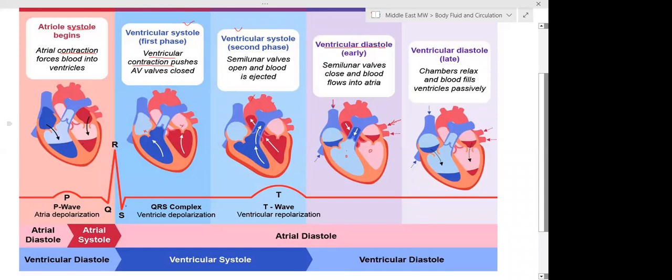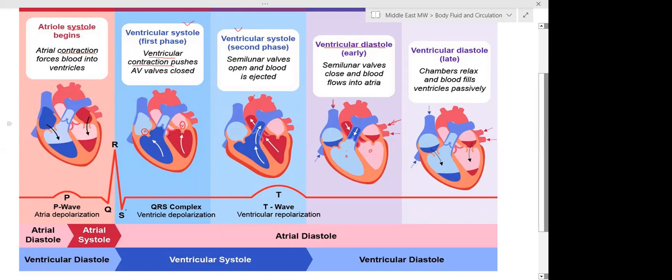Then what is QRS complex? QRS complex is ventricular depolarization. Then what will happen? Ventricular systole means ventricular contraction. Now the ventricles are filled with blood, and they put pressure on the walls. Due to the pressure, the AV valves, meaning the tricuspid and bicuspid valves, will close. Clear? Yes. This is called QRS complex.